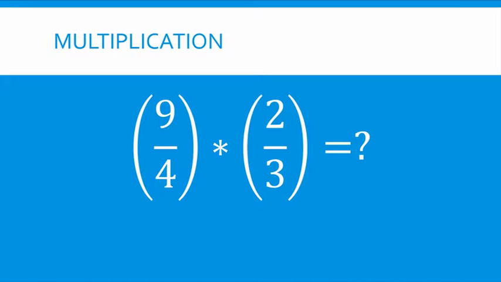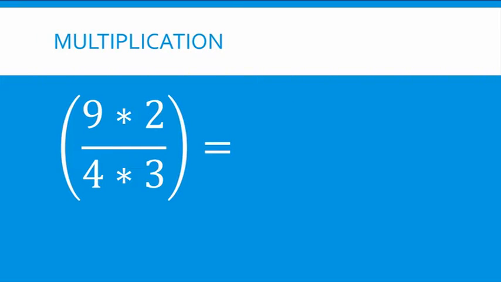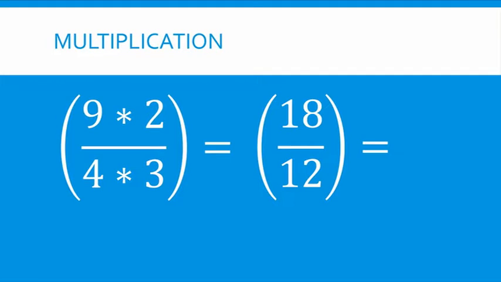Next, I'm going to be covering multiplication of fractions. First, we start by multiplying both numerators. In this example, we have 9 multiplied by 2. This results in a new numerator of 18. Then we multiply both denominators. In this example, we have 4 multiplied by 3. This results in a new denominator of 12.